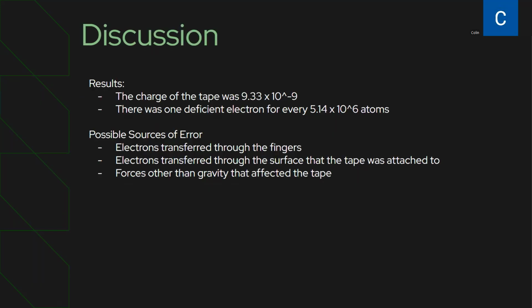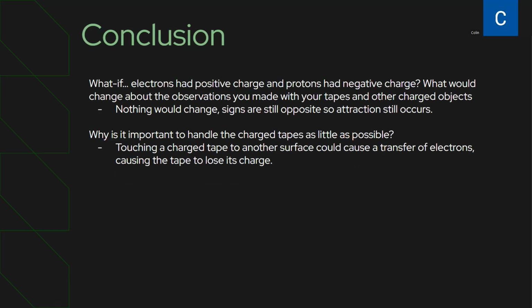Possible sources of error for this calculation or this experiment are that electrons transferred through the fingers could change the charge of either tape. Similarly, electrons could have transferred from the surface that the tape was attached to, which could have changed the charge. And other forces other than gravity in the environment could have affected the tape.